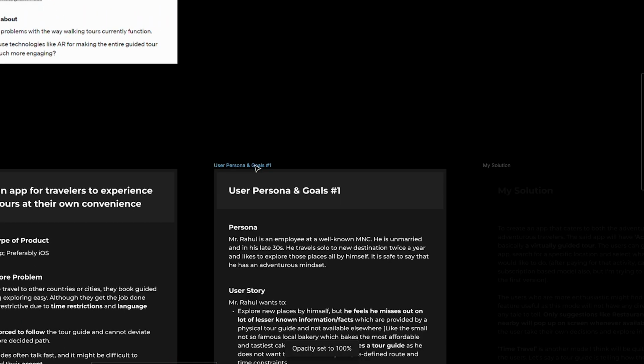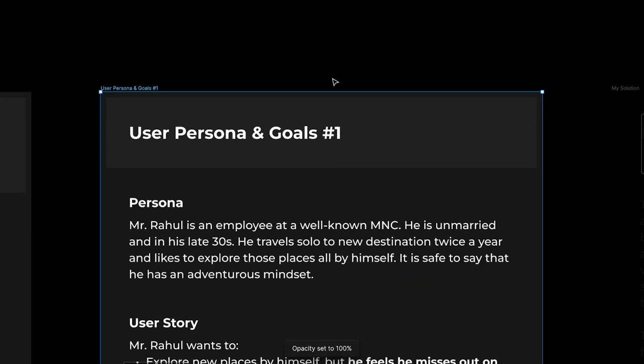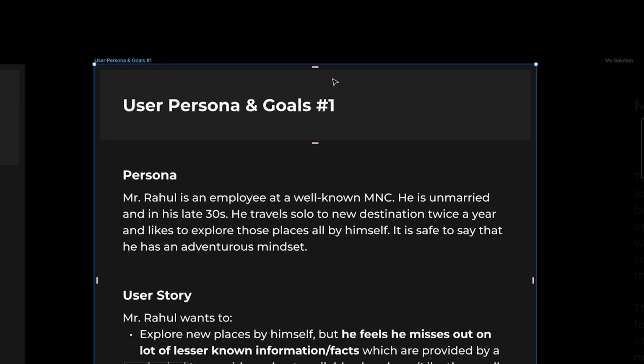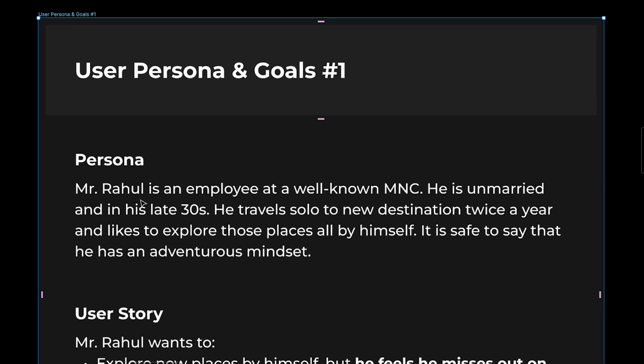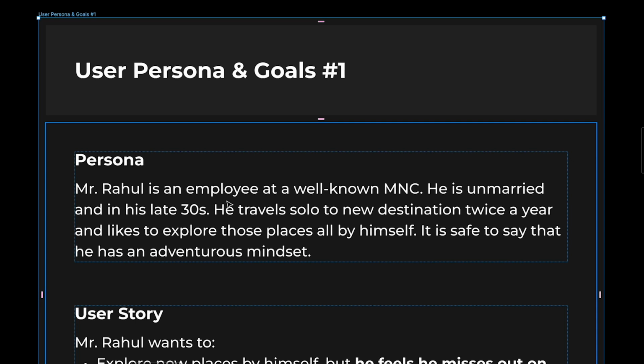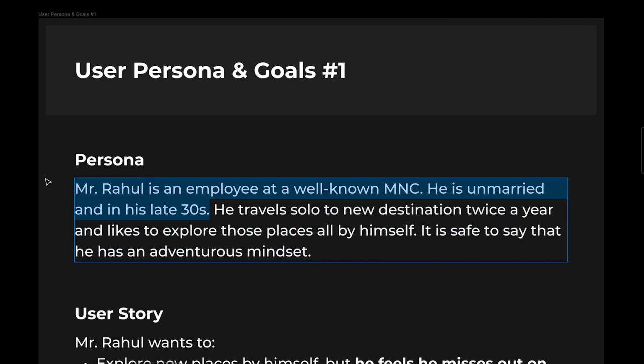Okay, so now we're getting to a little bit further stuff and we're trying to understand more about the people and the users. Now here is where we end up seeing a lot of mistakes, and I'm going to take you through them. So the first user persona, Mr. Rahul, is an employee in a well-known MNC. Fine. He is unmarried and in his late 30s. Now, it's fine to build up this story, but actually it's a lot irrelevant because the point here is that this person is a traveler, right? Whether he's married, what's his age, where he works is irrelevant, right? But it's okay. There's a story that's being built up.